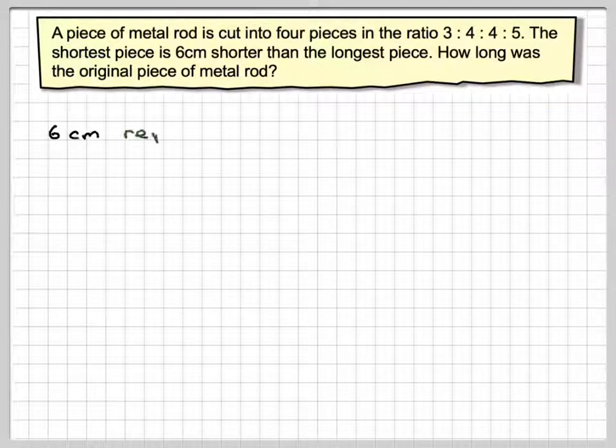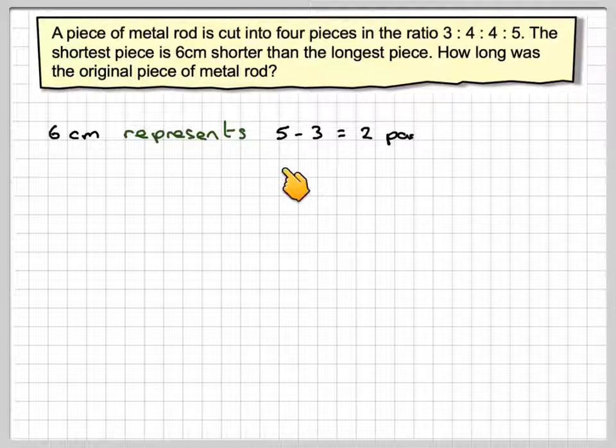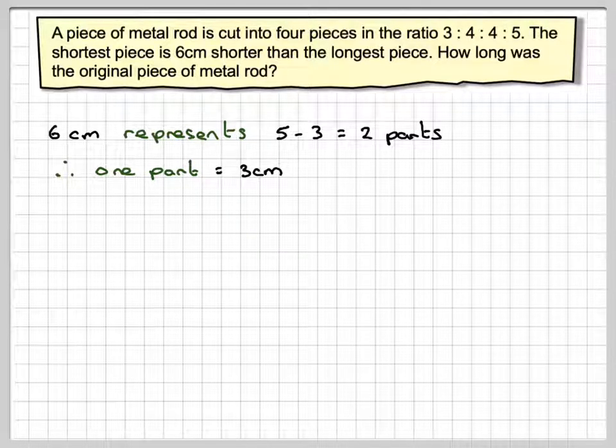So to do this, 6 centimetres represents 5 minus 3. That's the highest take away the smallest, because the shortest piece is 6 centimetres shorter than the longest piece, which is now 2 parts. So 6 centimetres represents 2 parts, then 1 part is 3 centimetres.